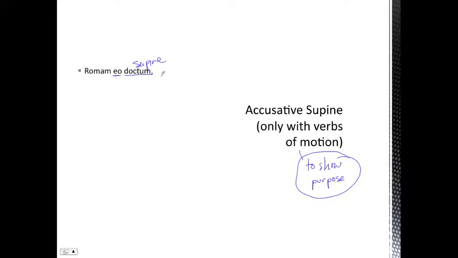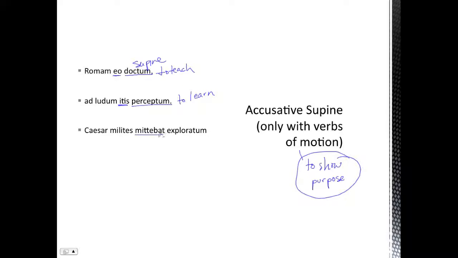So for example, Romam eo doctum, I go to Rome, here's your verb of motion. Doctum, here's your supine. It's accusative, it shows purpose, to teach. I go to Rome to teach. And you can translate it almost like an infinitive in English. Ad ludum itis perceptum. You go to school, there's your verb of motion. Perceptum, here's our supine, to learn, from percipio.